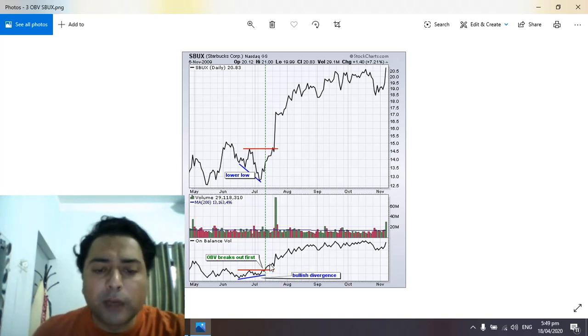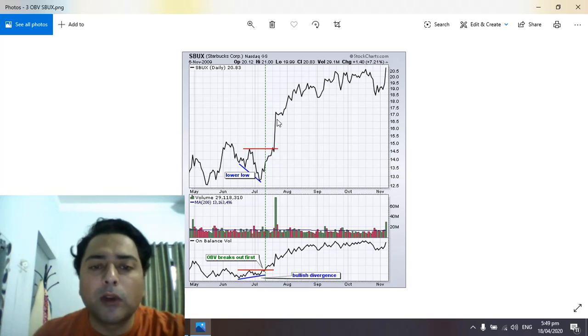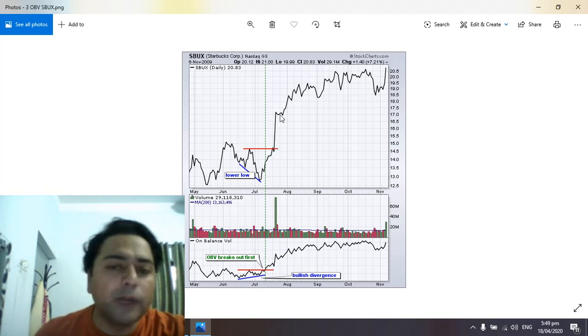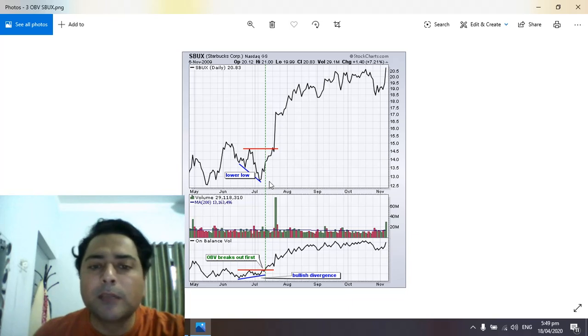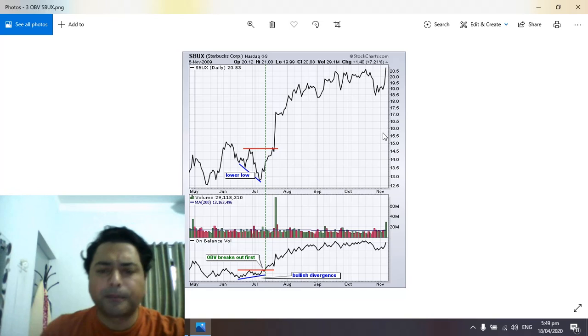OBV breaks out first, and you can see there is a breakout in the price following that within weeks, and the price moves from $15 to $20.25.